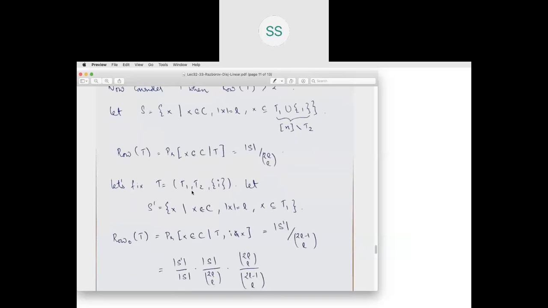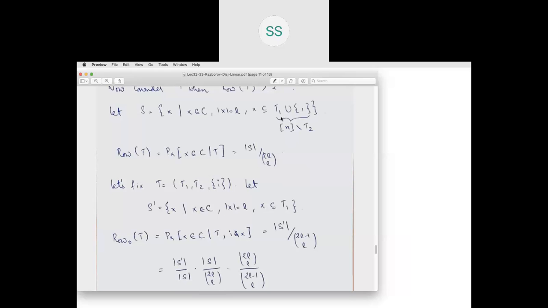Now let's fix T1 and I, meaning fixing the partition T. Now let us consider how many of them contribute to row 0T. Row 0T, remember, are those which do not have I in them, which means they are entirely contained in T1. So to understand row 0T, let us define S prime, which is a set of all the rows in C of length L, which are entirely contained in T1.